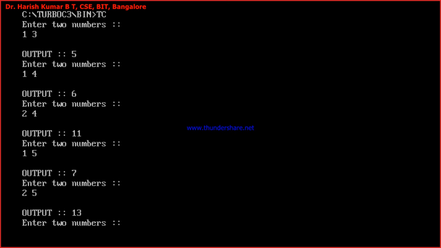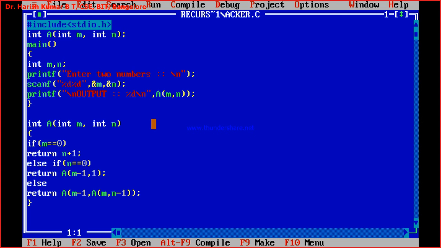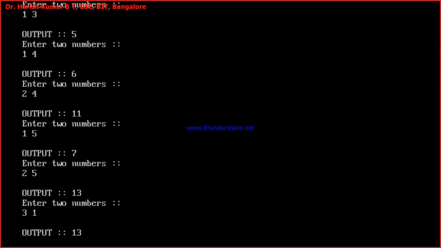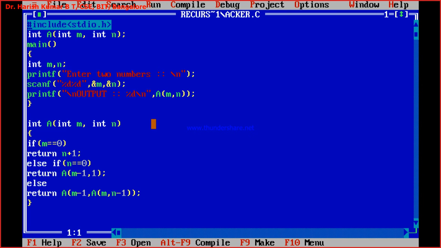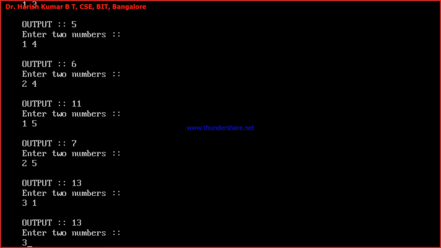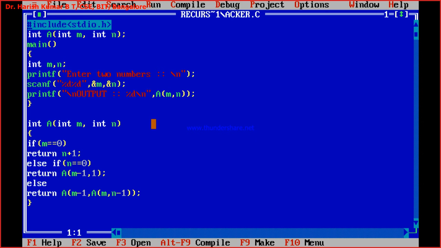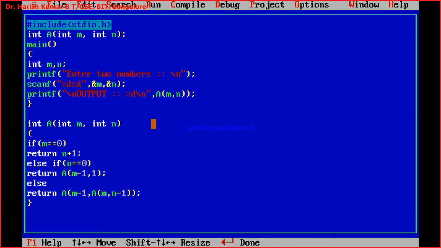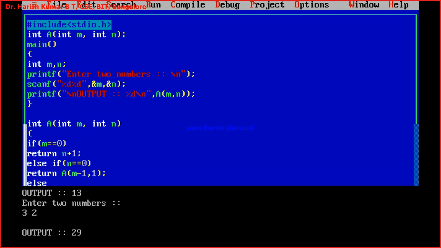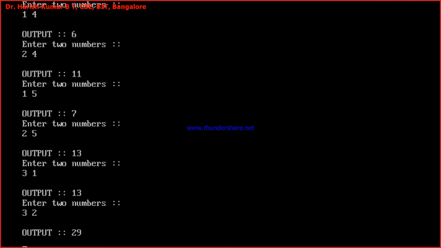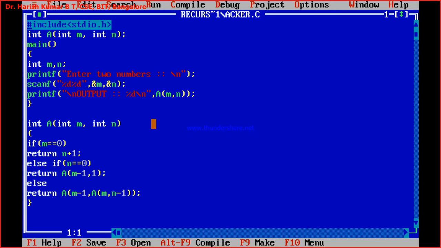So now I'll do 3 comma 1. Alt F5. So again, 3 comma 1, I'm getting 13. Now I'll do 3 comma 2. Alt F5. It's 29. Now I'll do 3 comma 3.